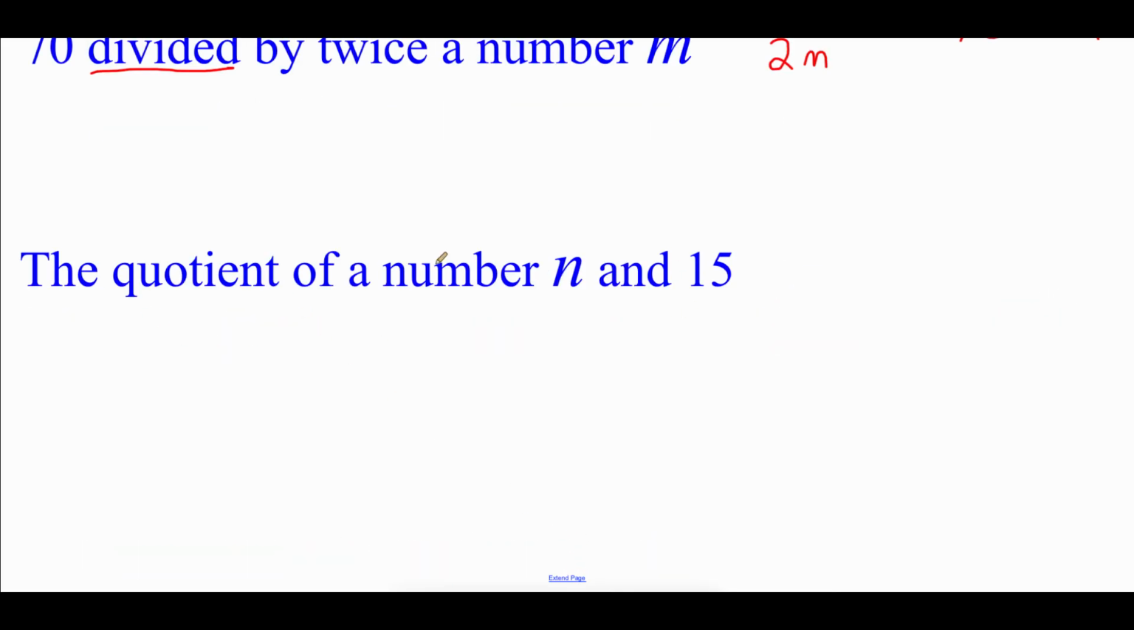Then for our last one here, we've got the quotient of a number n and 15. Quotient, again, means we're doing some division. We do have to be careful about the order that we're putting these in. So if I'm building this fraction, since n comes first here, I'm going to put n on the top, and we're taking the n and we're dividing it by the 15, so I'm going to put it on bottom. If I write that out using a division symbol, it would be n divided by 15.